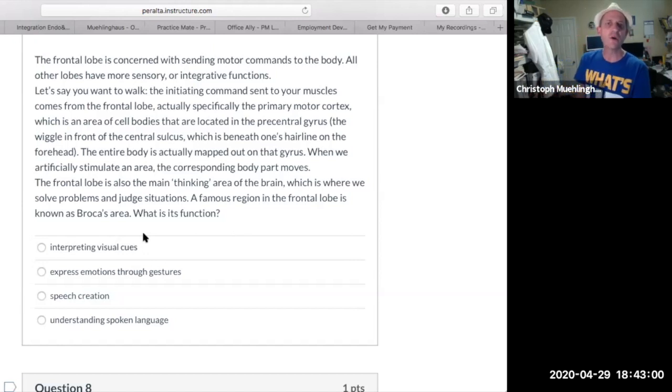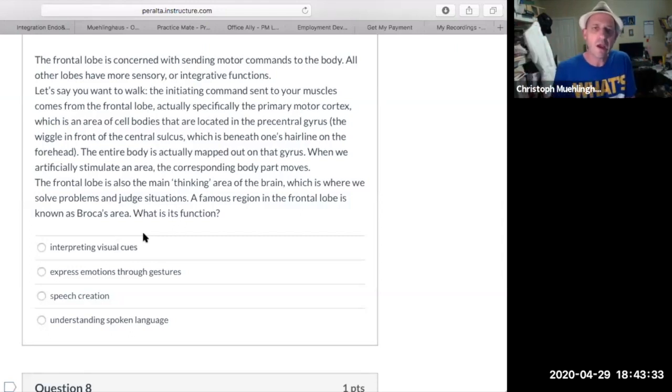is an area of cell bodies that are located in the precentral gyrus, which is the wiggle right in front of the central sulcus, which is more or less beneath where the hairline is. Well, used to be. The entire body is actually mapped out on that gyrus. When we artificially stimulate an area, the corresponding body part moves. So they open the skull and then they can poke it with some plastic thing, and then the body starts moving wherever you poke it.